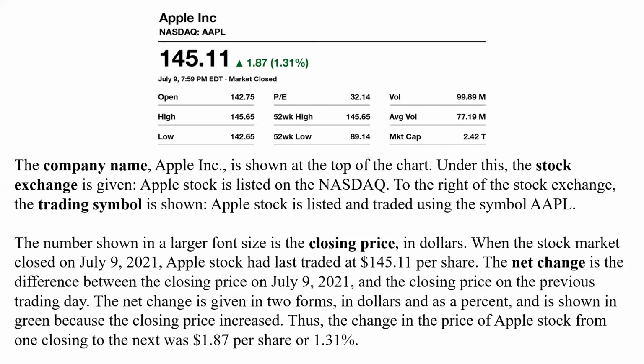Now, the number shown in the largest font here is its closing price in dollars. When the stock market closed on July 9th, which is what we see here, at 7:59 Eastern Time, it had a listing price of $145.11 per share. Now, the net change is what shows here. It looks like it went up $1.87, which is 1.31% per share. So the stock went up from one closing to the next, $1.87 or 1.31%.